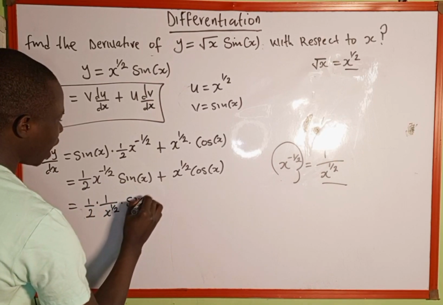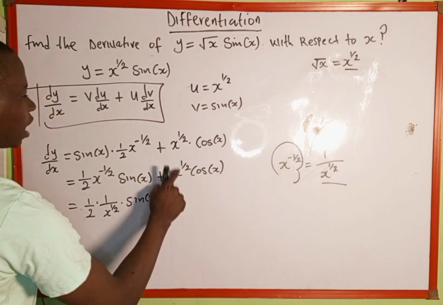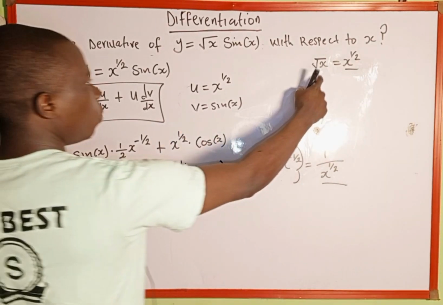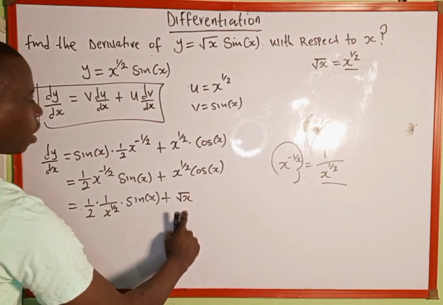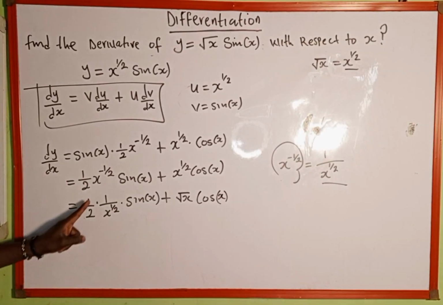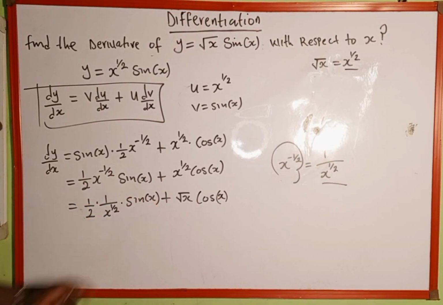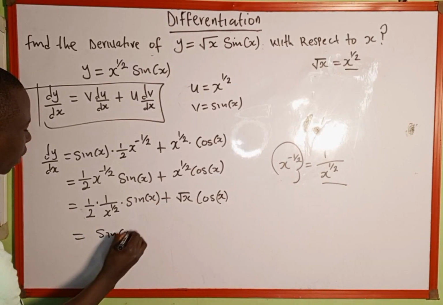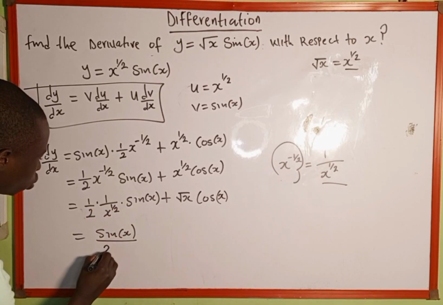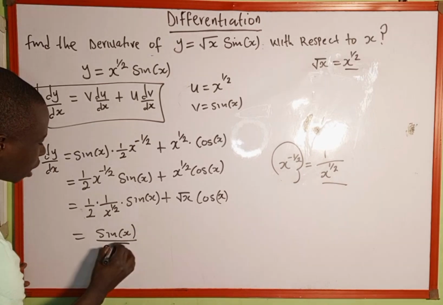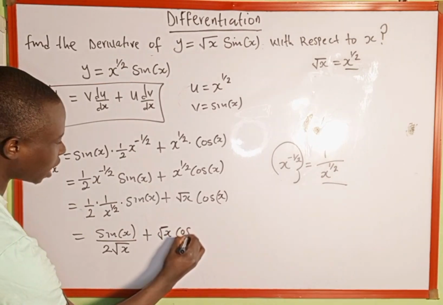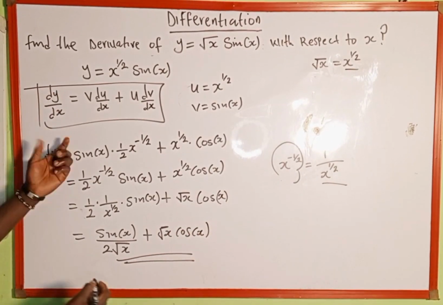Then multiply by what? Sine of x, then plus x raised to the power of 1 over 2, which is the same as what? Square root of x. Because if you recall, we let square root of x be x raised to the power of 1 over 2. Then multiply by what? Cosine of x. Now we're going to do the multiplication. 1 multiplied by 1 is 1. 1 multiplied by sine x is the same as what? Sine of x. Then divided by 2 multiplied by x raised to the power of 1 over 2, which is the same as 2 times square root of x. Then plus what? Square root of x cosine of x. So here's the derivative of this function with respect to x.